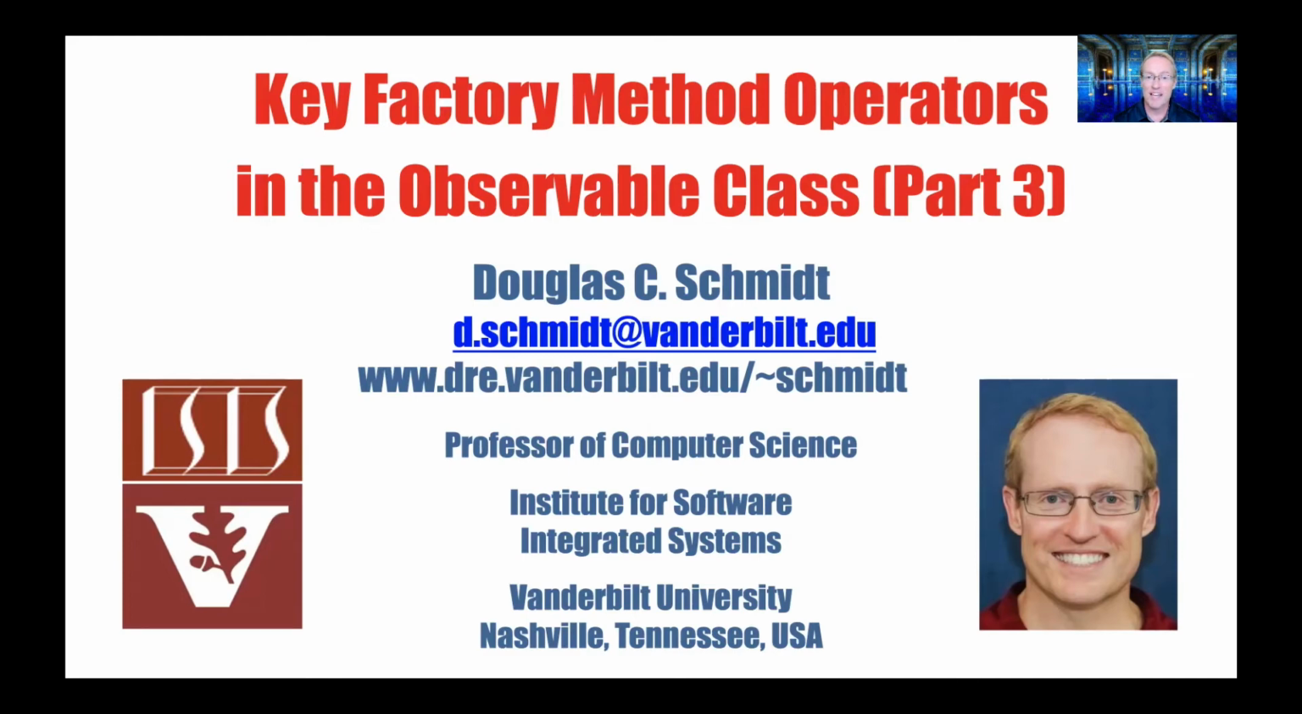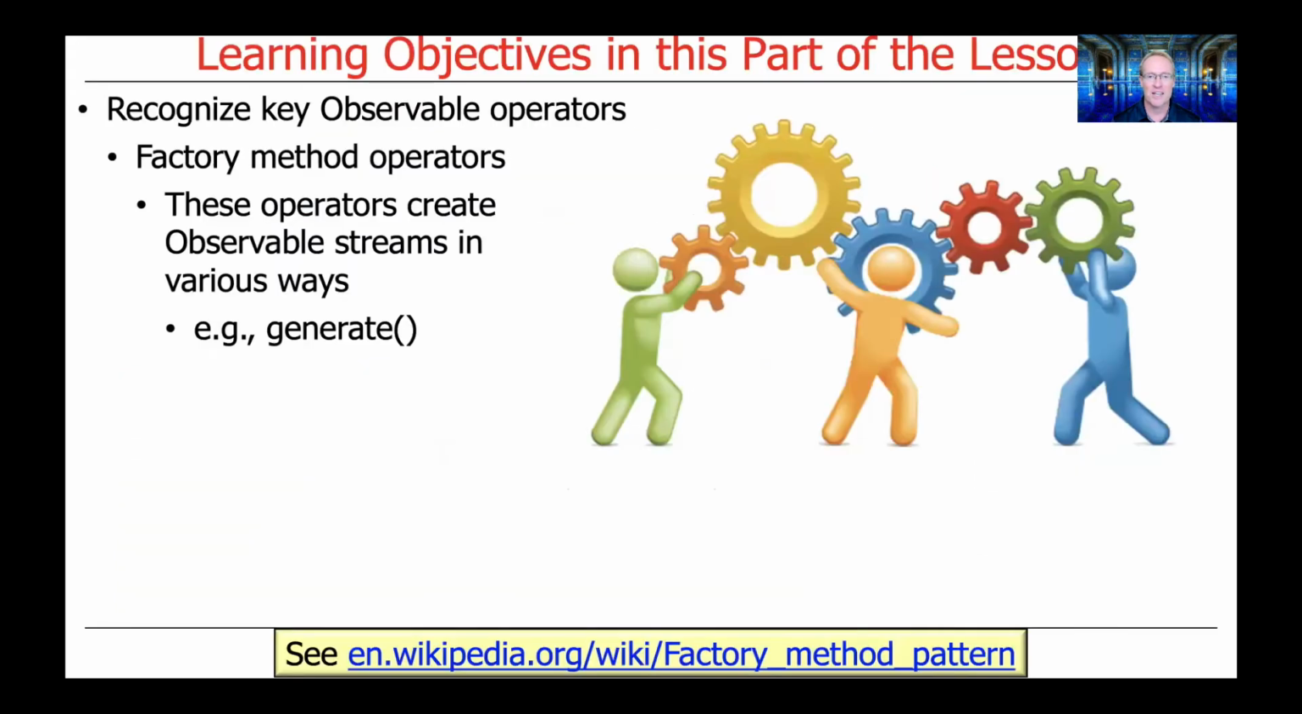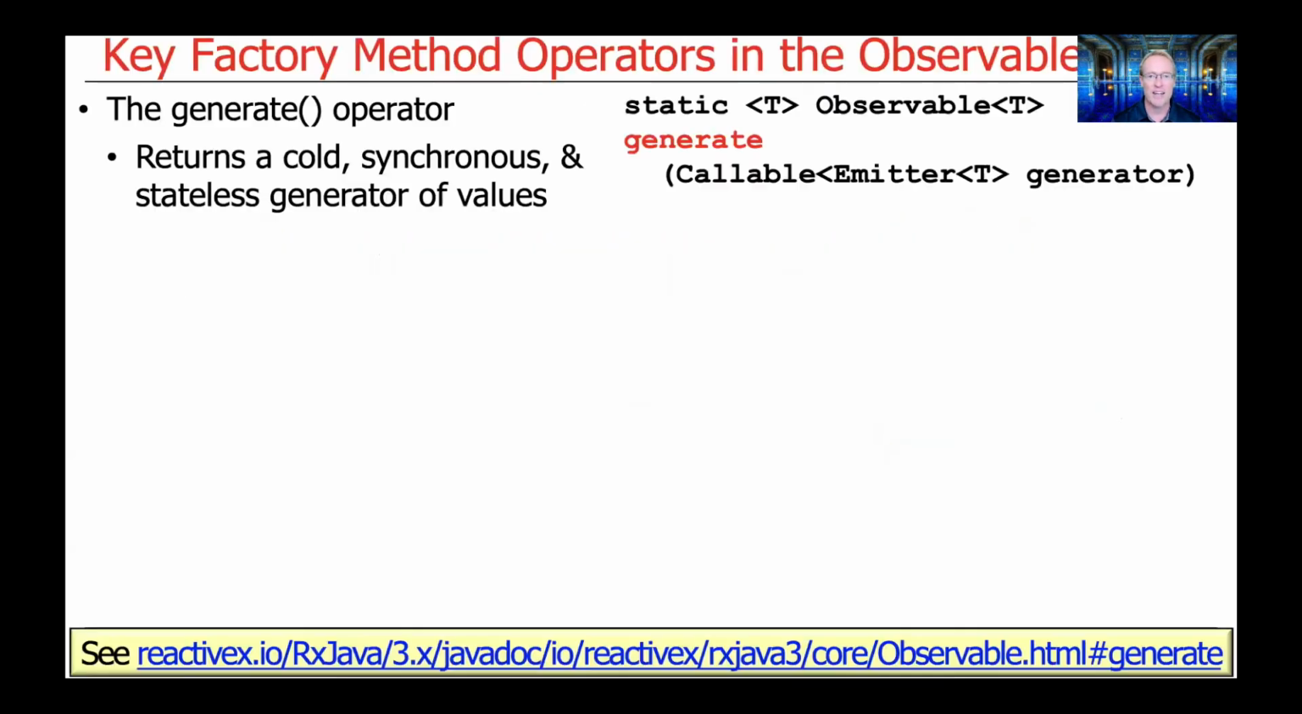Welcome to part 3 in our discussion of key factory method operators in RxJava's Observable class. As you may recall from part 1 and part 2, factory method operators create observable streams in various ways. We'll be talking here about a factory method operator called generate.